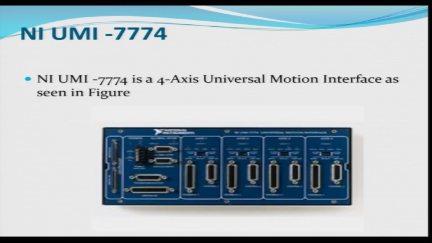Then we need to use NI UMI 7774, which is a 4 axis universal motion interface as seen in the figure. So, this is an interface card with which we can connect our motors to the NI motion card.